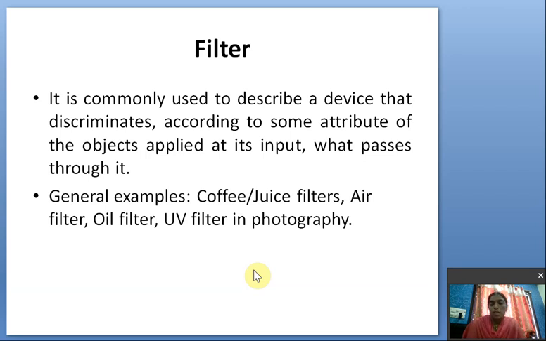So for example, coffee and juice filters. If you need the juice, this filter separates the juice from the pulp, and the coffee from the powder, like that. Air filter, oil filter, UV filter in photography. It separates whatever we need, that will pass, and the other things are rejected.